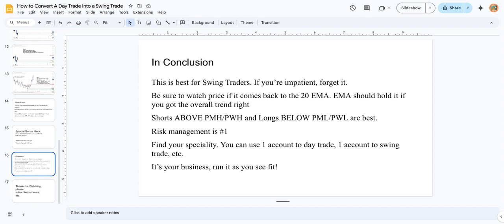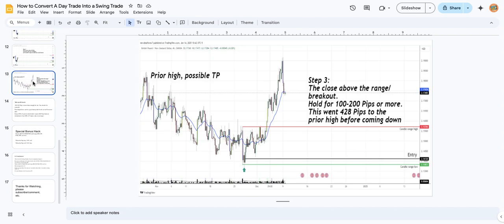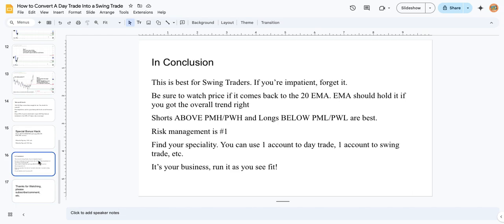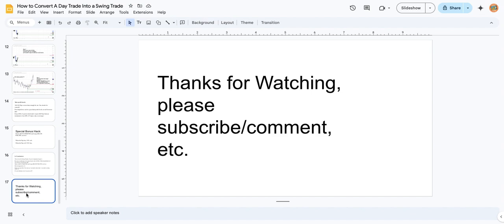So again, I only teach one entry. If you take one entry on this for like 10 bucks a pip, that could be as much as $1,000 to $2,000 or even $4,000 if you held for the whole ride. So you just have to determine what you want your profit to be. But again, one entry is more than enough to trade and be successful with this. So find your specialty. Maybe you want to use one account to day trade, one account to swing trade. It's up to you. It's your business. You run it as you see fit.